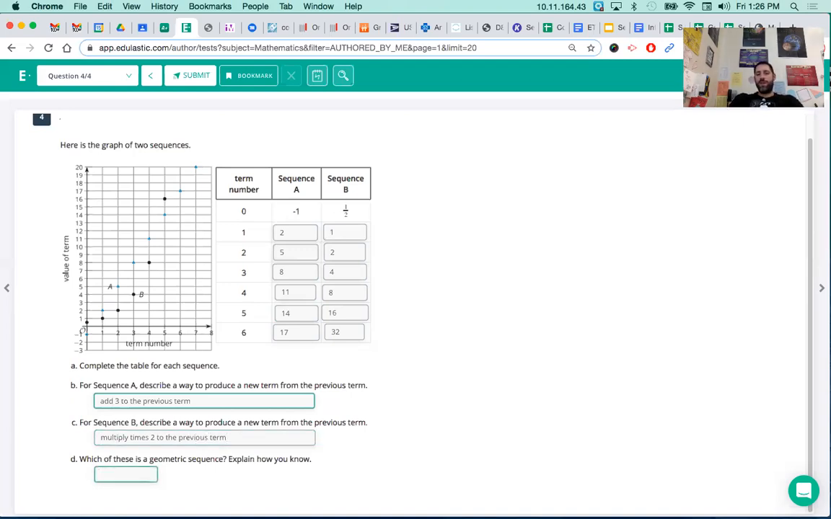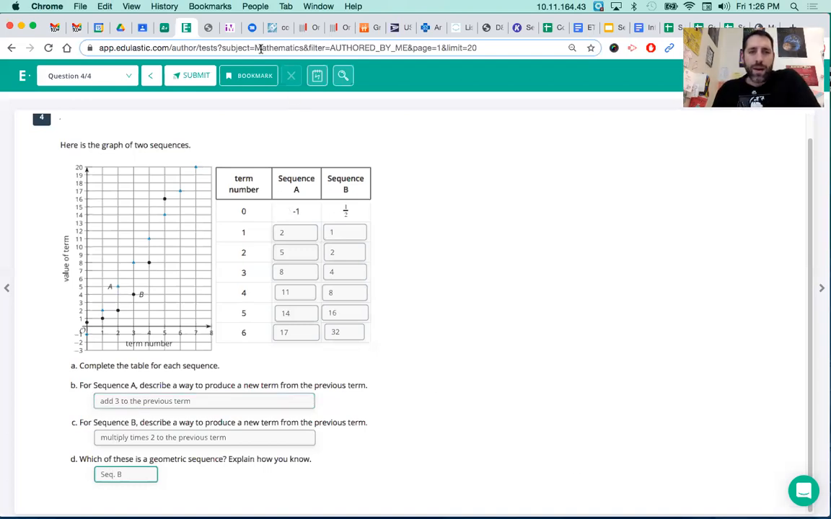Which of these is a geometric sequence? Well, the one that's being multiplied by the same thing is going to be the geometric sequence. And that's sequence B. Okay, and the reason why we know is because it's got a growth factor, a consistent growth factor. In this case, our growth factor is 2. Okay. All right, that covers our practice problems.